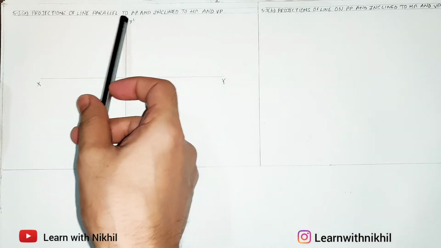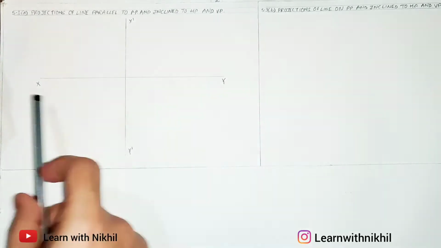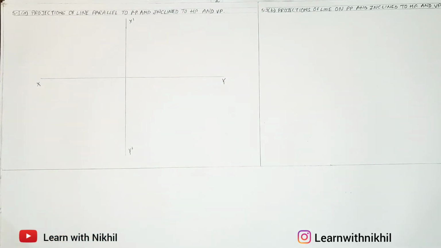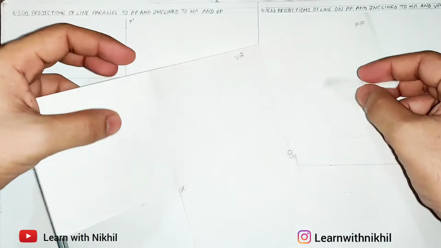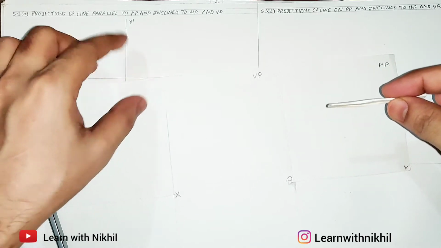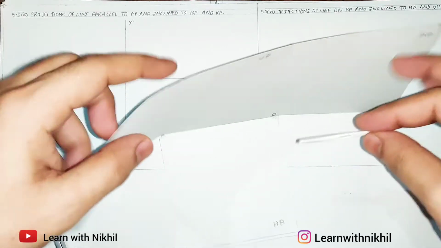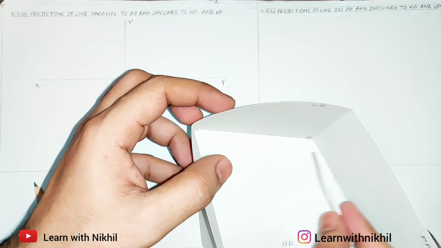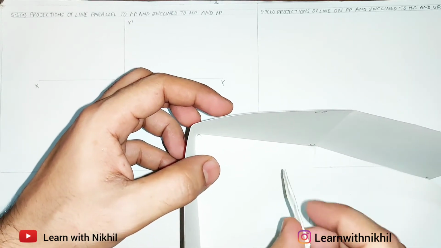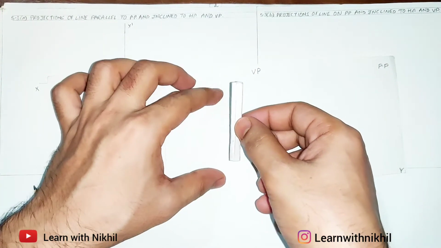Now moving towards projection of line is parallel to the profile plane and it's inclined to HP and VP. So now the line is parallel to the side view and it is inclined to the other two views. So now it is parallel to the side view, so PP, it is like this, line will be like this, and it is inclined to the horizontal plane and the vertical plane. So the line will be like this in the profile plane and it is inclined, so it will be either this upside or it can be downside also. So line will be like this.